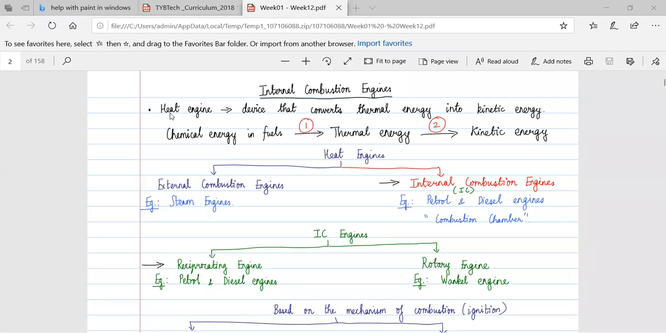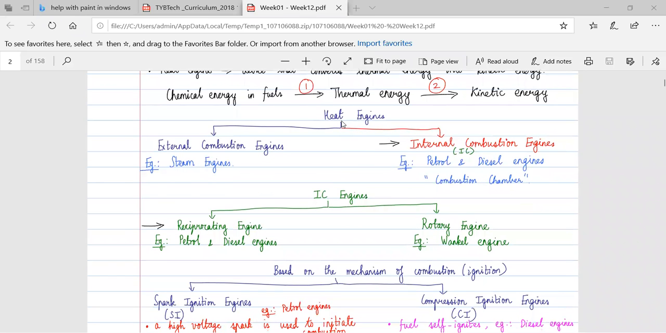That's why IC engines are also called heat engines. Basically, IC engines are a classification of heat engines, where the heat is used to drive the automobile, the vehicle.